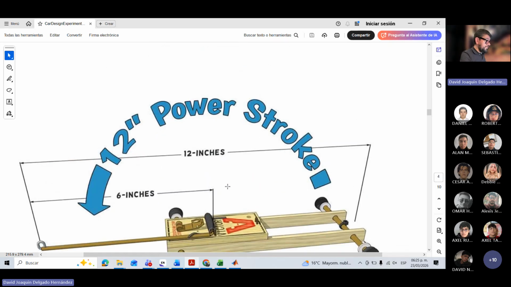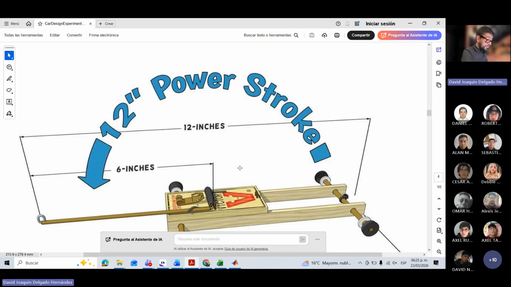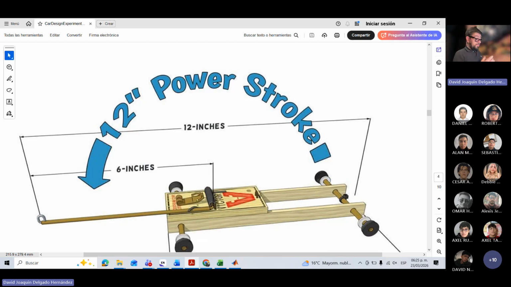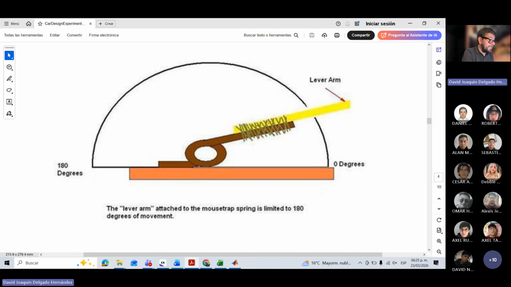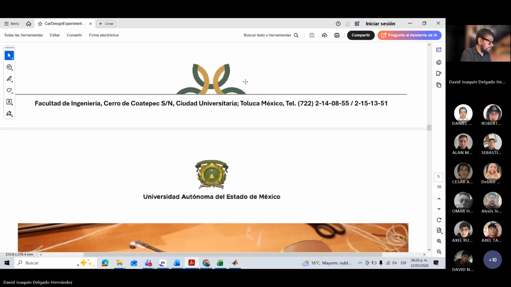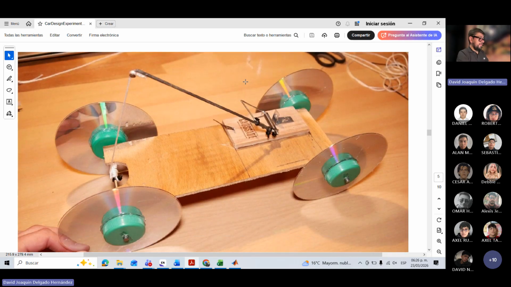So you have to design all of this. You have to carry out different experiments in order to design the best car possible with the mouse trap. Here are some ideas on how you can put together these parts of the car, the angles and so on. Here is another example of how your car can look.